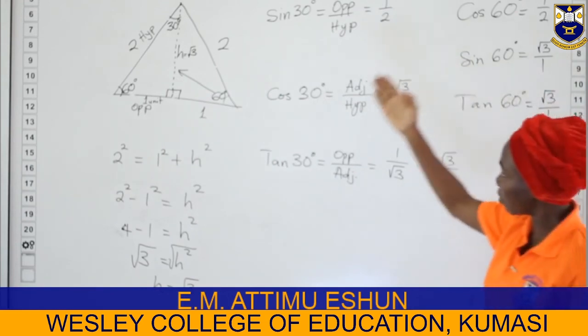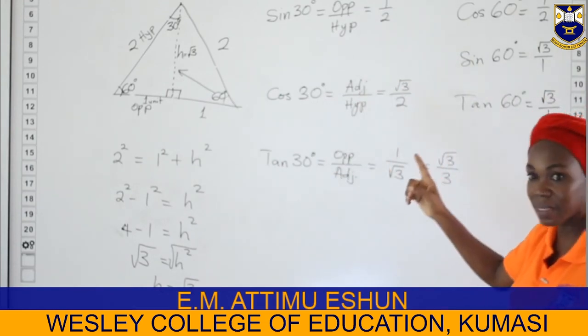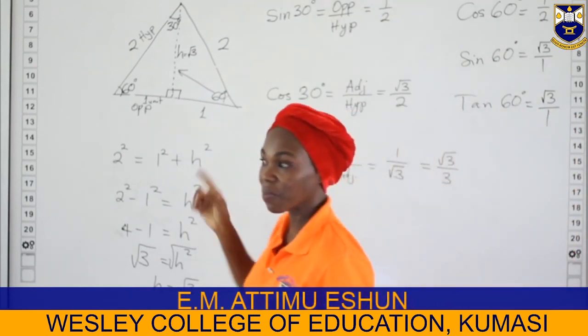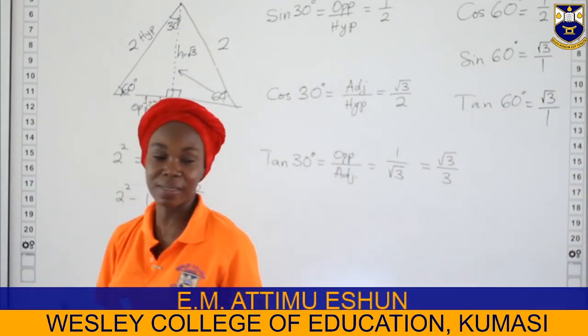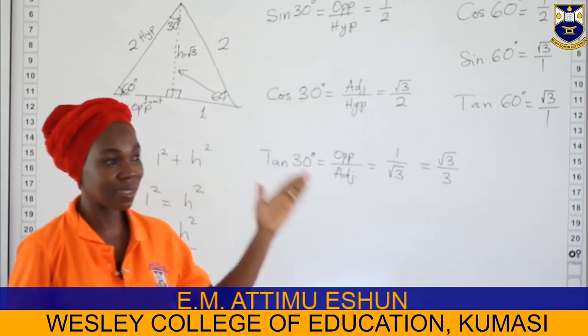And so that gives us the trig ratios for sin 30, cos 30, sin 60, cos 60, and tan 30, cos 30.